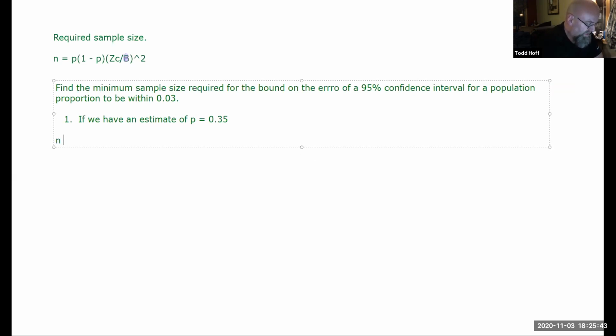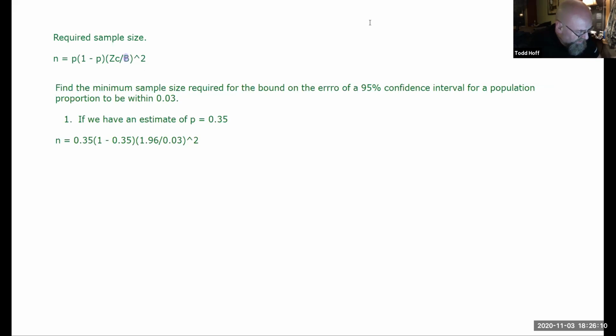So this is saying our sample size n equals 0.35 times 1 minus 0.35 times, for a 95% confidence interval, z critical is 1.96. I'm just going to give that to you for now. Divided by b of 0.03, that's going to be squared.